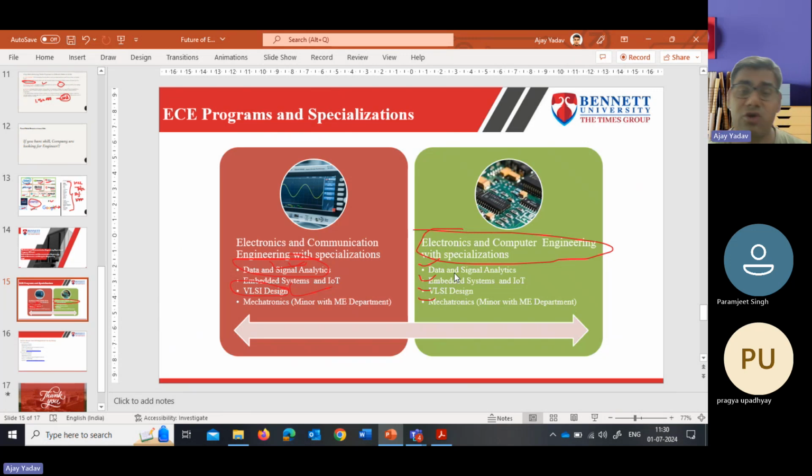Now the question which comes is, what do you mean by specialization? Specialization means there is a set of 4 courses which you will study in a specific area, and based on that you can target good jobs in that specific area. If you have to go in the area of AI, you will target this. If you want to go in the area of VLSI, I mean chip design or product-based companies, you can target VLSI design and embedded systems and IoT. If you want to work in robotics-based companies and all this, then you can go in this area. So this is about the EC program and specialization.